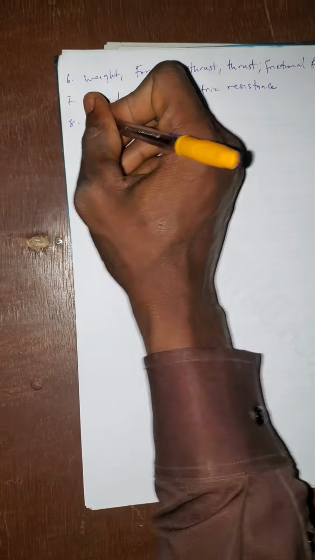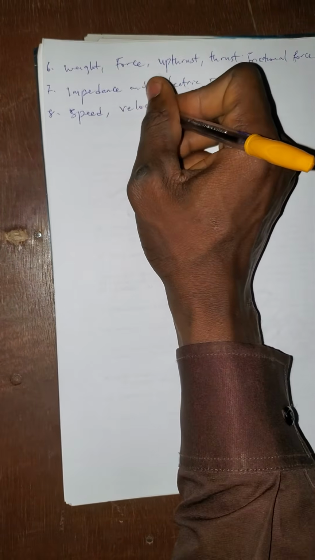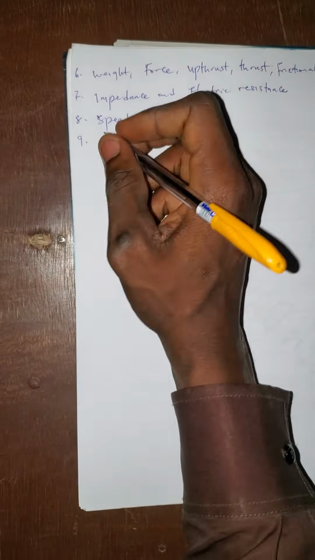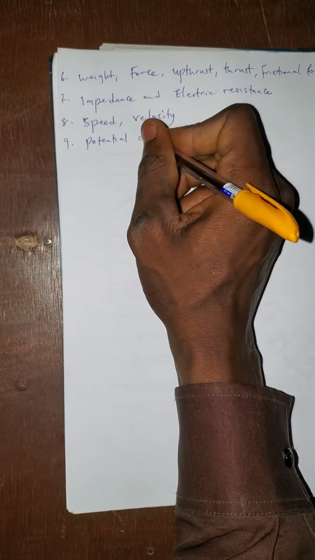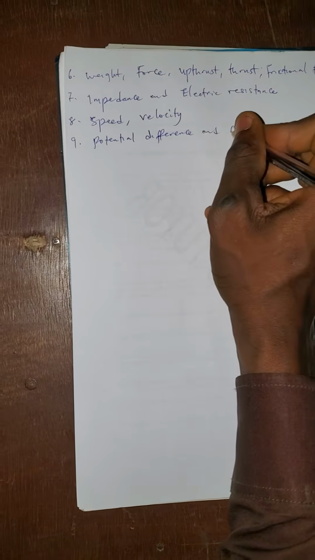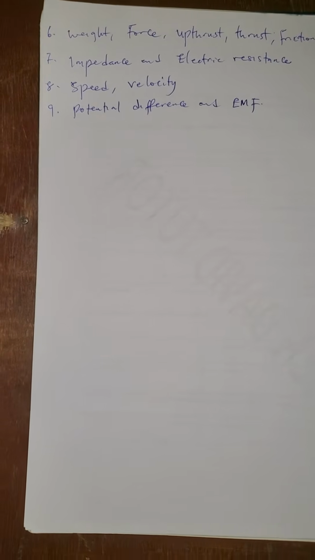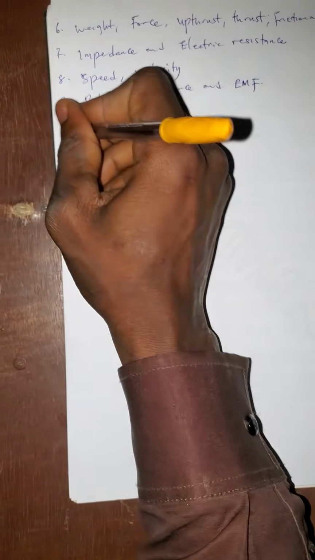They have the same dimension. Number 8, we have speed, we have velocity. So they also have the same dimension. We have potential difference and EMF, that's electromotive force. They also have the same dimension. So I believe this is enough. Let me give another one.